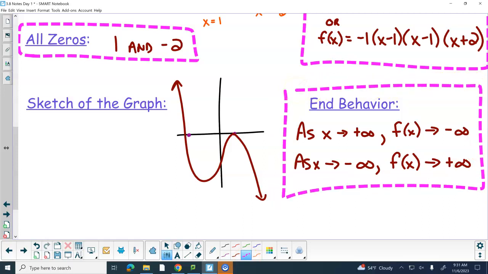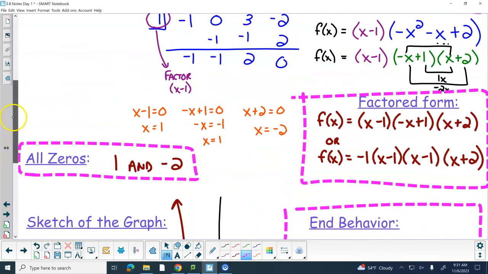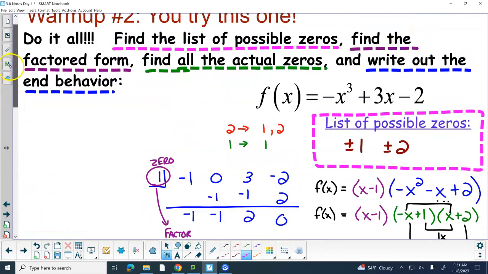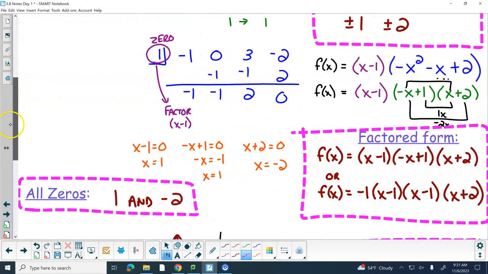That will be on your test this week. Did we answer all of our questions? We needed four things. We got 4 answers. Love it.